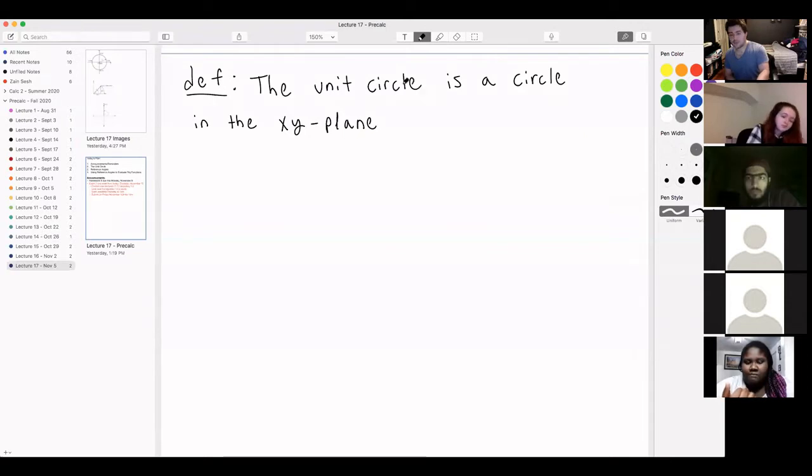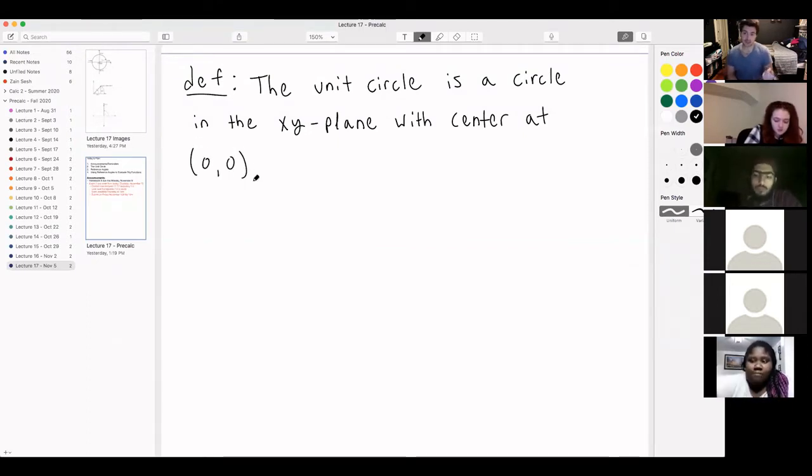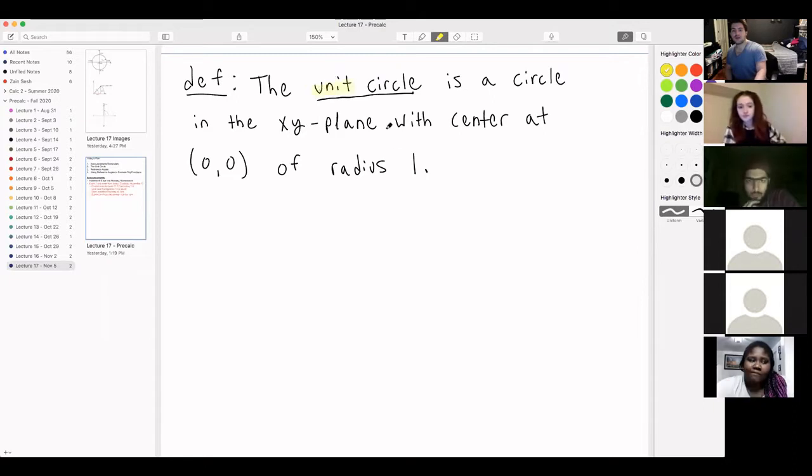Okay, with its center at the origin. So the center is at the coordinate 0, 0. That's the origin, and it's of radius 1. Okay, so the term unit in unit circle, that has to do with the radius being 1 unit. Okay. All right, so I have a picture of what the unit circle looks like.